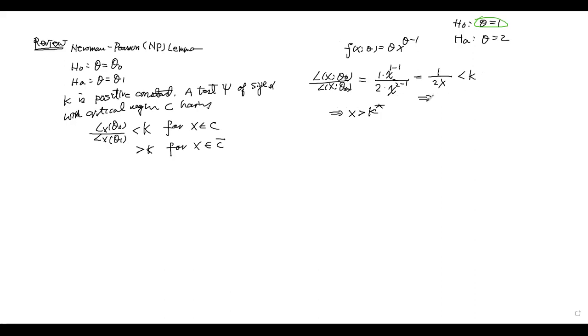Okay, so the reason why I say k star here: 1 over k is greater than 2k, and so x is greater than 1 over 2k, right? So I can say this whole thing is some k star here. So x is greater than k star. Now I know that, based on the NP lemma, this will be the most powerful test rejection region.